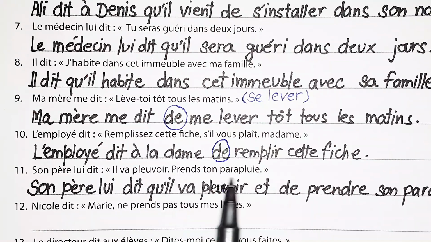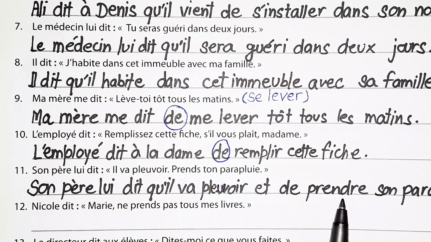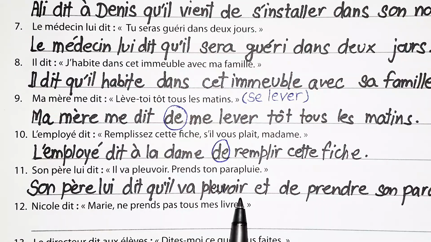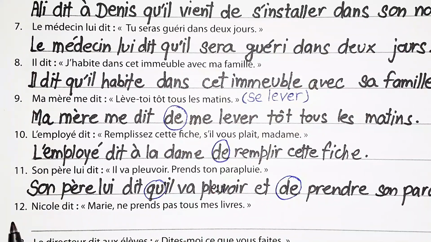And then we added the other sentence using et. And this time it was imperative, so we used de, and then we used the infinitive form of prends, that is prendre. Son père lui dit qu'il va pleuvoir et de prendre son parapluie. Her father is telling her that it is going to rain and to take her umbrella. Now the next sentence is Nicole dit, Marie ne prend pas tous mes livres. Now it's an order. Again we have got an imperative case here, ne prend pas. So we'll use de here to join both the sentences.